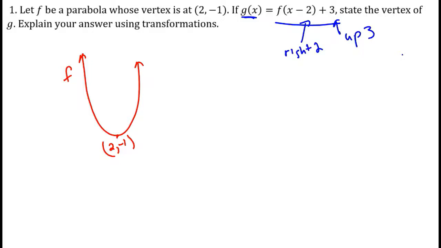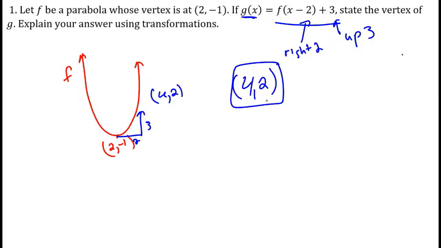So I need to take that vertex and translate it using these shifts. Right 2, up 3. I went right 2 to 4, and up 3 to 2. So the new vertex is the point (4, 2). Explain your answer using transformations. Well, we translated f right 2 and up 3 to obtain the new vertex. The whole parabola shifted right 2 and up 3, but I know that's the new coordinate of the vertex.